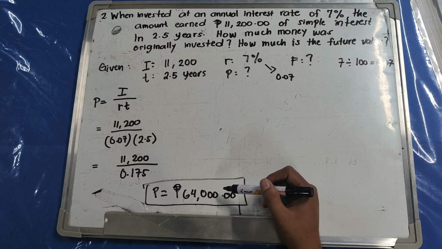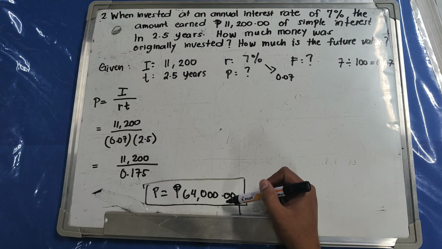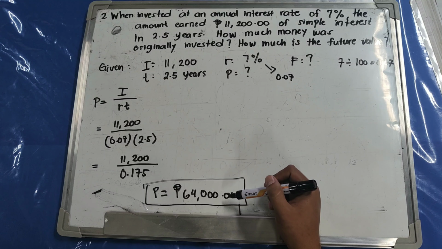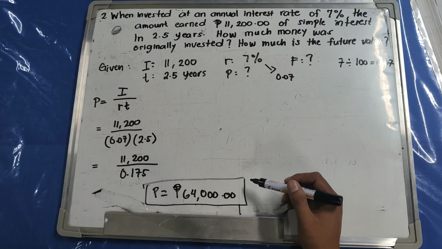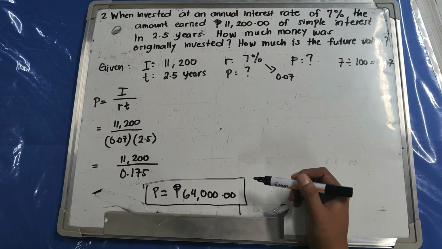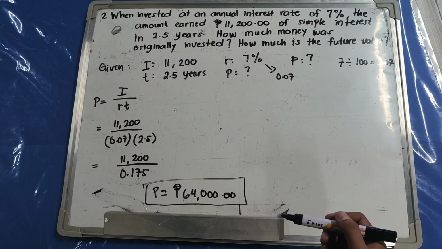So meaning the investor invested 64,000 pesos and earned an interest of 11,200 after 2.5 years at 7%. So how much is the future value? For example, you are an investor. You are investing 64,000 pesos. Again, in the law of business mathematics, you must apply your financial matters wisely, meaning you must earn, you must gain.